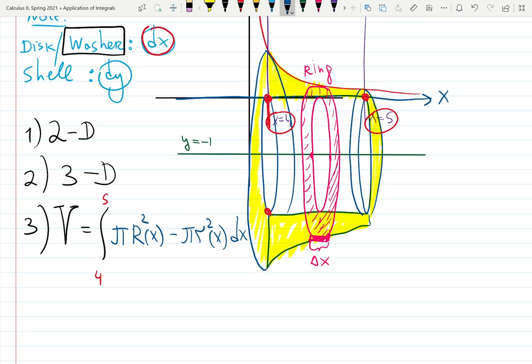Do you remember the meaning of these two areas? Capital radius gives you the solid part of the 3D object. Small radius gives you the empty part. Pi r squared gives you the area of the disk. dx gives you the width.